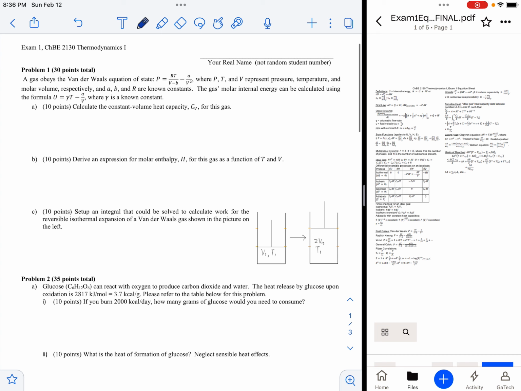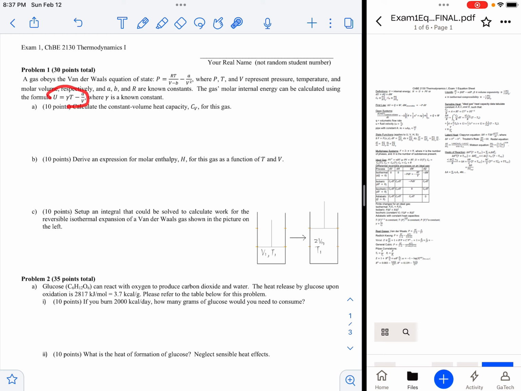Okay, we're talking about problem 1 on exam 1 from spring 2018. This is the thermocalculus problem. We have a van der Waals gas, van der Waals equation of state, where P, T, and V are your state variables. A, B, and R are known constants.